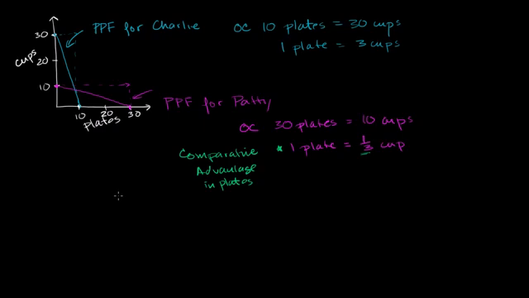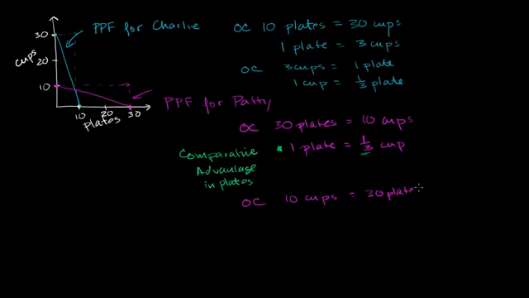Now let's think about the other way around. Who has the comparative advantage in cups? Well, if we divide both sides of this right over here by 3, let's swap both sides. So the opportunity cost for Charlie of producing 3 cups is equal to 1 plate, or if you divide both sides by 3, the opportunity cost of 1 cup is 1/3 of a plate. If we go to the situation for Patty, let's swap these two around. The opportunity cost for 10 cups is 30 plates.